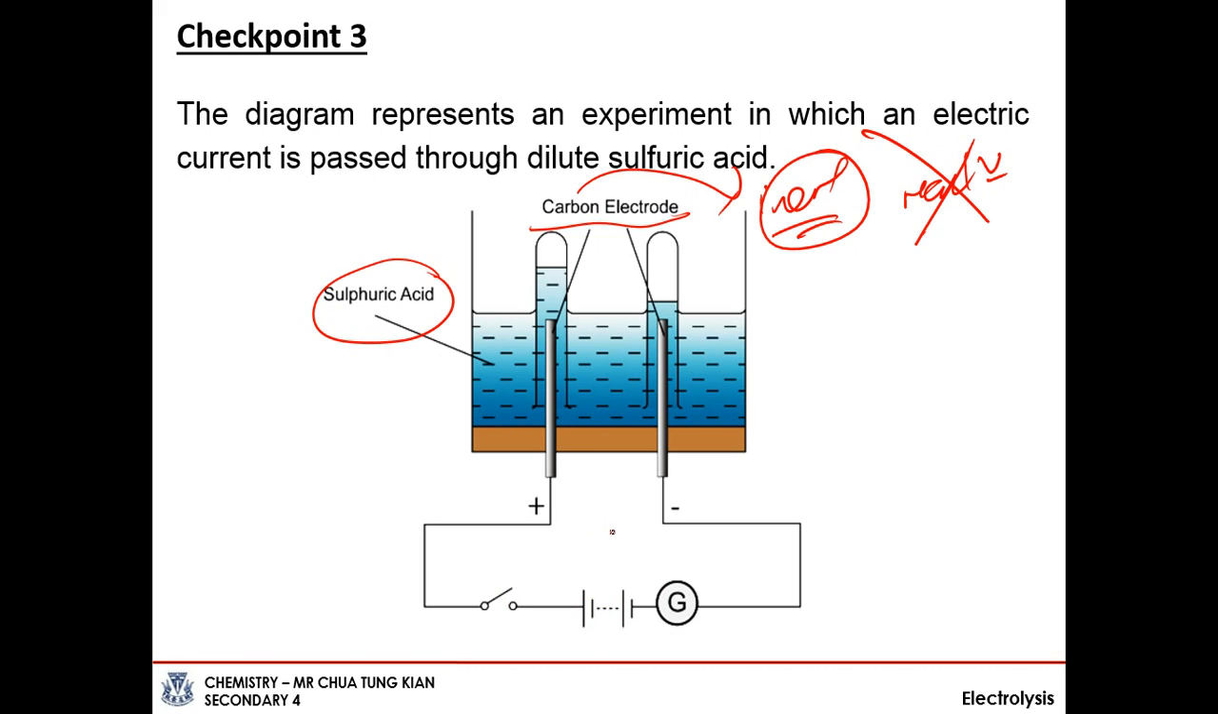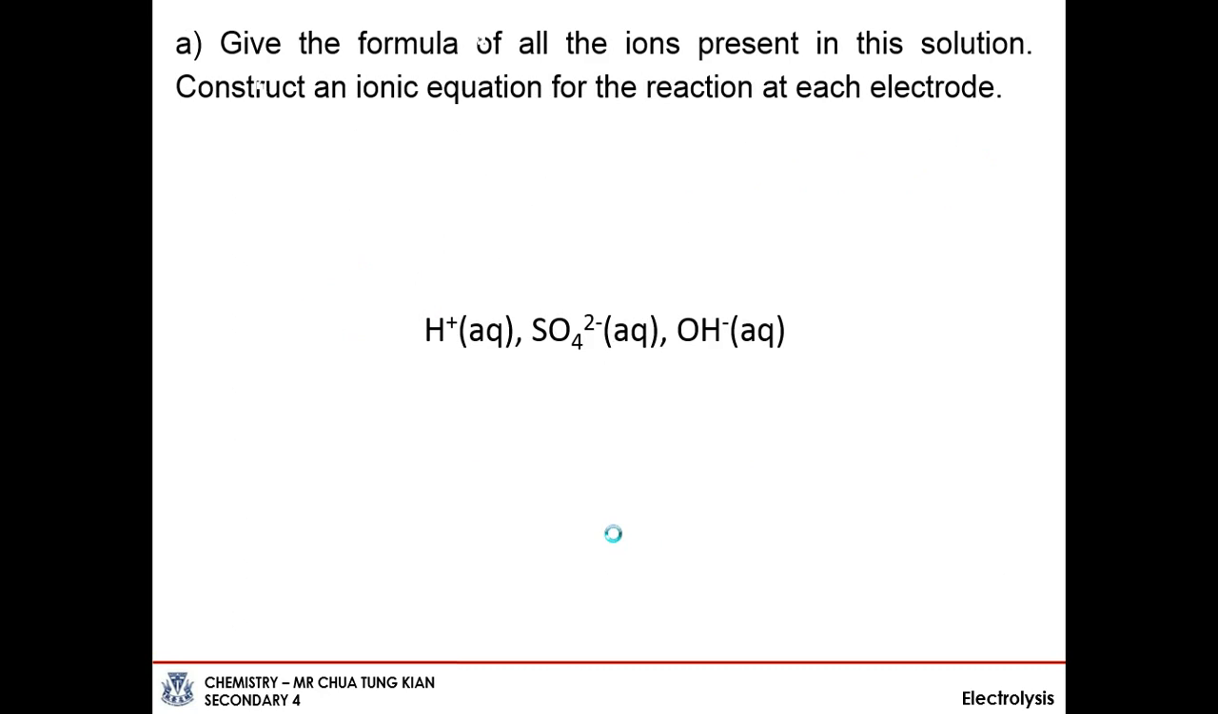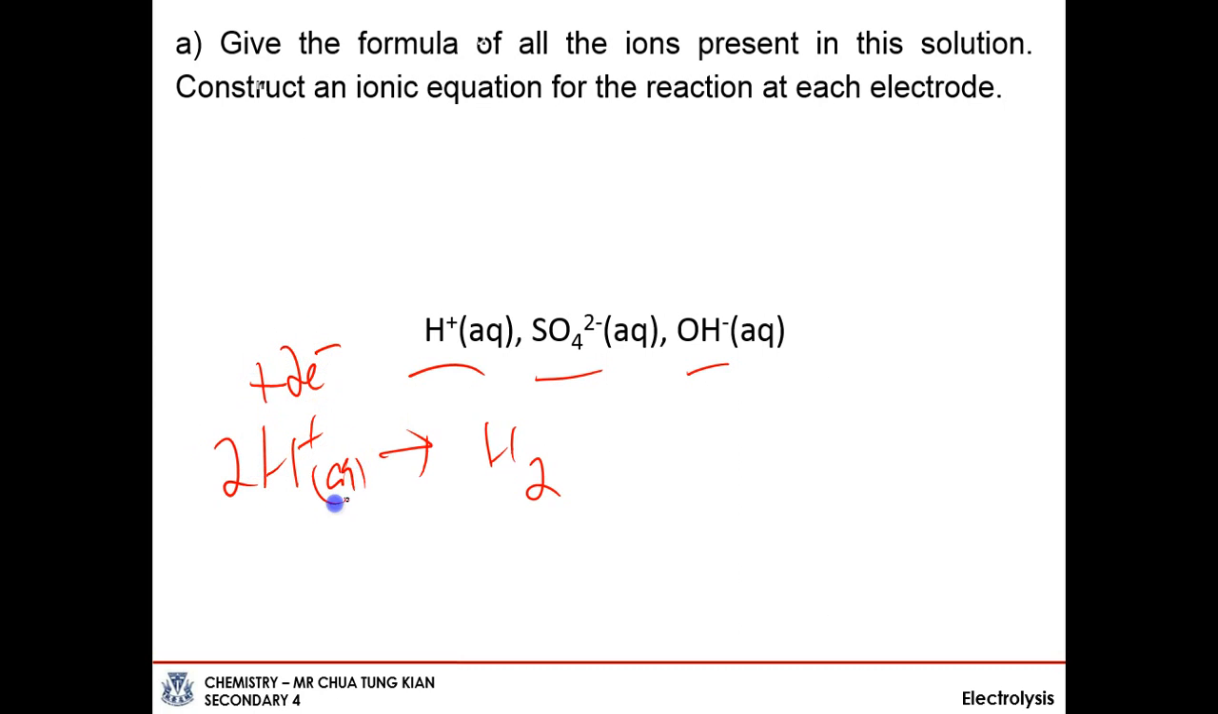So let's analyze this very simple question. What ions are present? H+, SO4 2-, and OH-. So what is the ionic equation for the reaction at each electrode? H+ becomes H2 by gaining 2 electrons. This one occurs at the cathode.